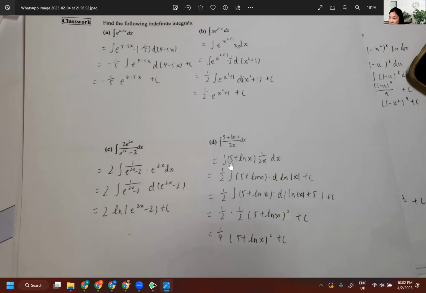For part D, this is what I was talking about. You see, oh no, she did the same thing. She did adding 5. Cindy, please remove the plus C. Plus C is not needed here. Only here, plus C. She also did adding 5.